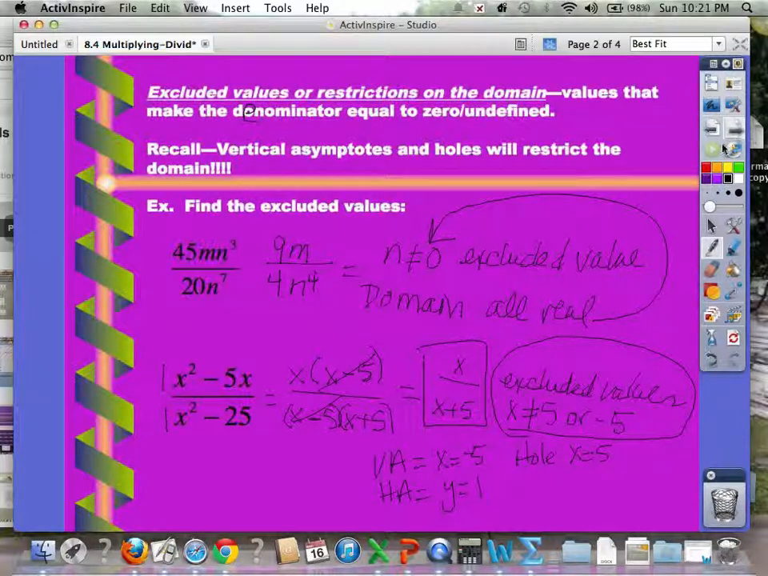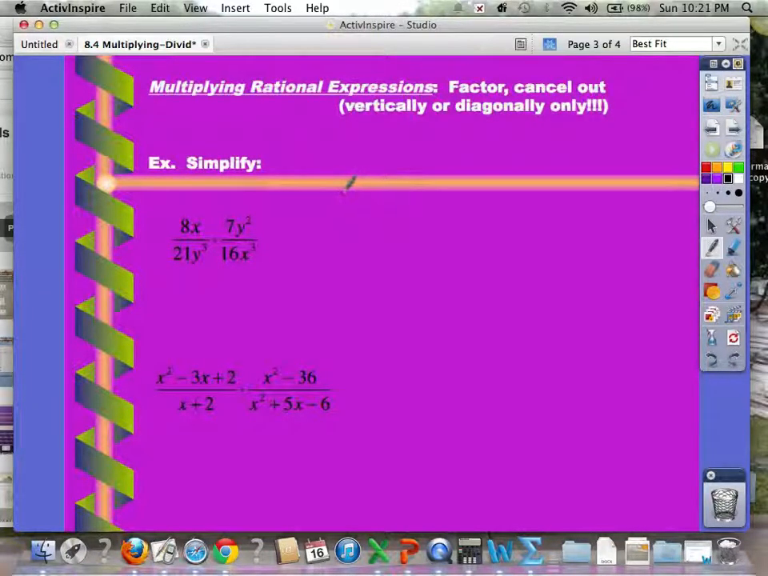Let's go on to multiplying. When we're multiplying rational expressions, you're going to factor them and cancel out. And remember, when you are canceling out or simplifying, you can only cancel out vertically or diagonally. You cannot do it horizontally. So let's look at this. This says 8x divided by 21y cubed, and then this one is 7y squared divided by 16x cubed.